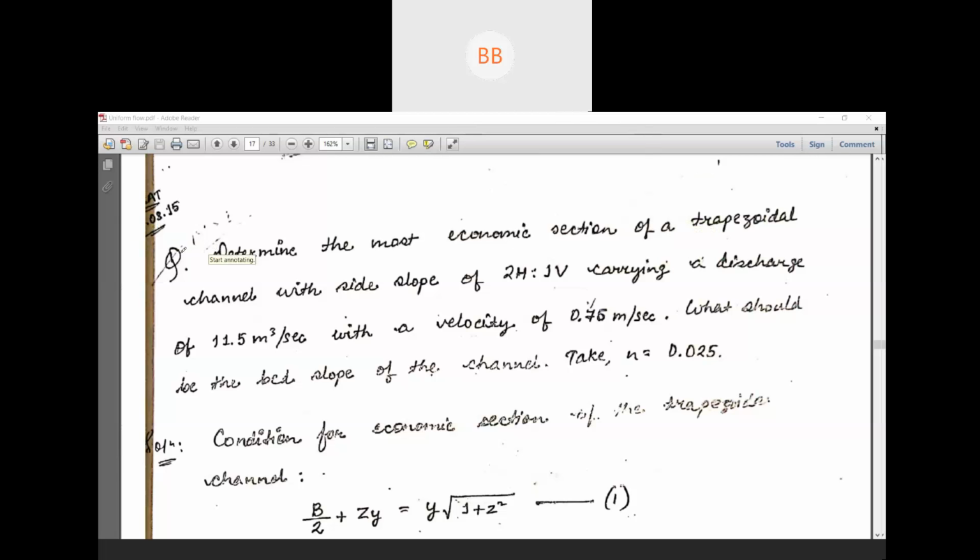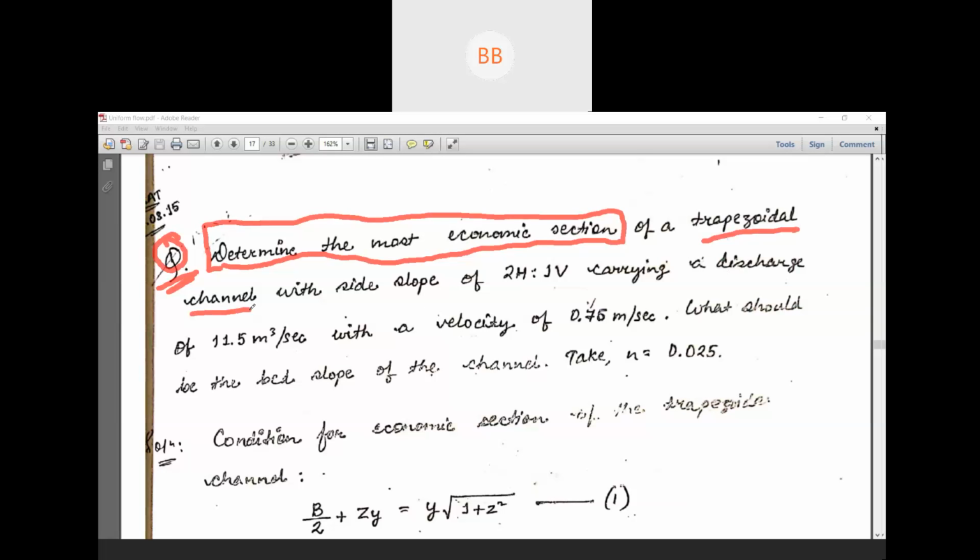Next numerical. Here we have to determine the most economic section. Those things you have already studied, and I asked you to study on your own. Here we don't need a derivation, we only need the condition. What will be the economic section condition for a trapezoidal channel? So this is an example of numericals for economic section.